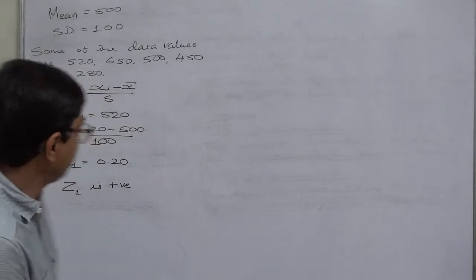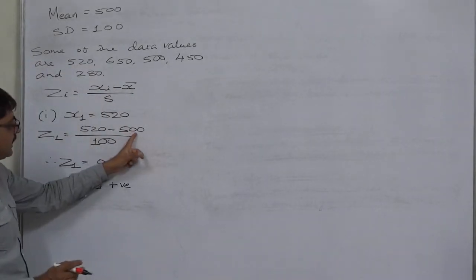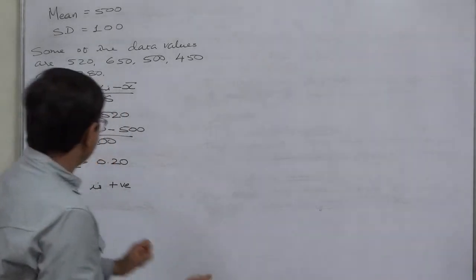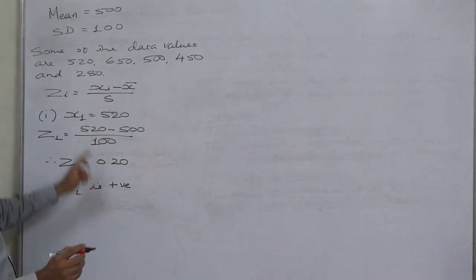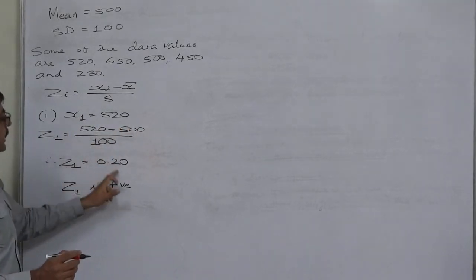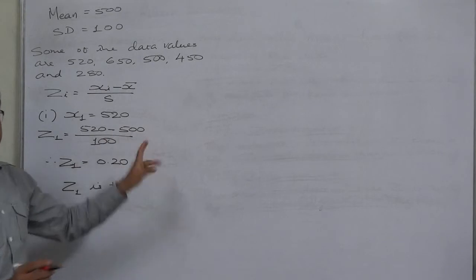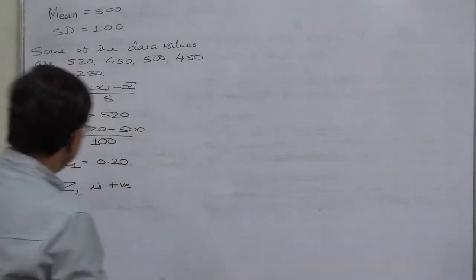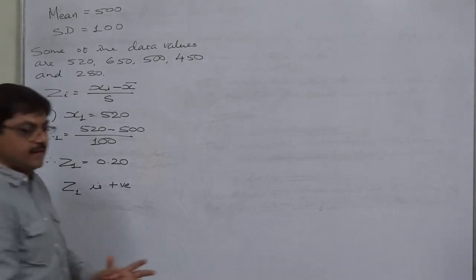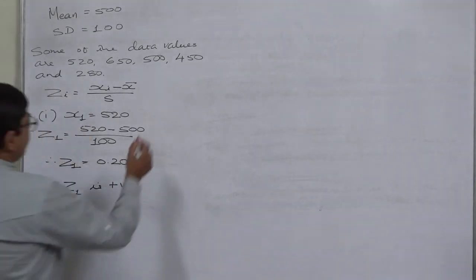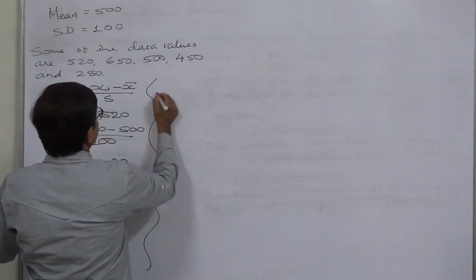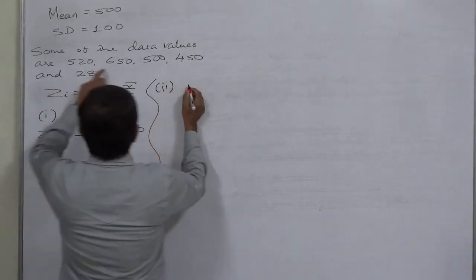The difference between 520 and 500 is 20, that is 0.2 of the standard deviation. That means 520 is 0.2 times the standard deviation greater than 500. This is the interpretation of z, or the interpretation of any data value with reference to its relative location from the mean. In the same way we can calculate the other data values.